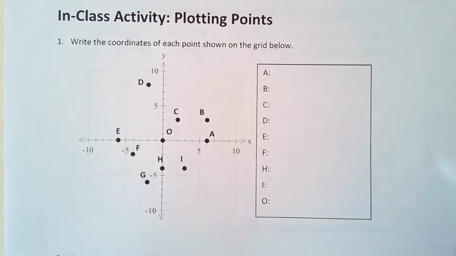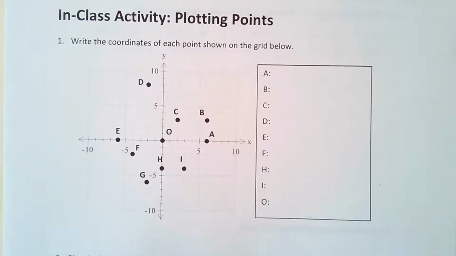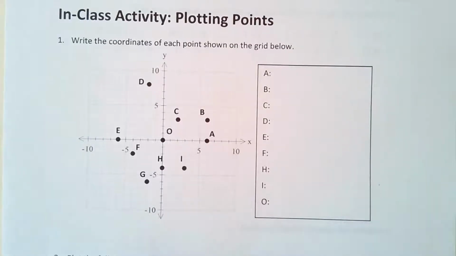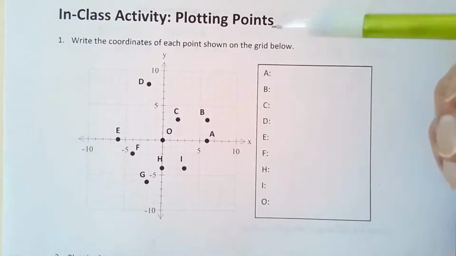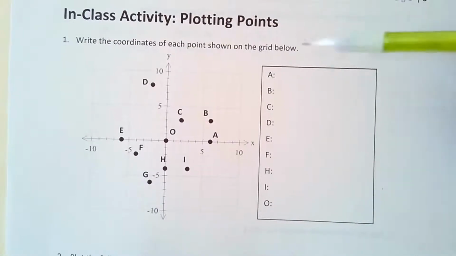I will demonstrate a few of these, and would like you to complete them on your own. The rest that I haven't completed, same as for the next one. And in tomorrow's lesson, or the next lesson, we'll be reviewing these questions. So let's look at the first one. Write the coordinates of each point on the grid below.